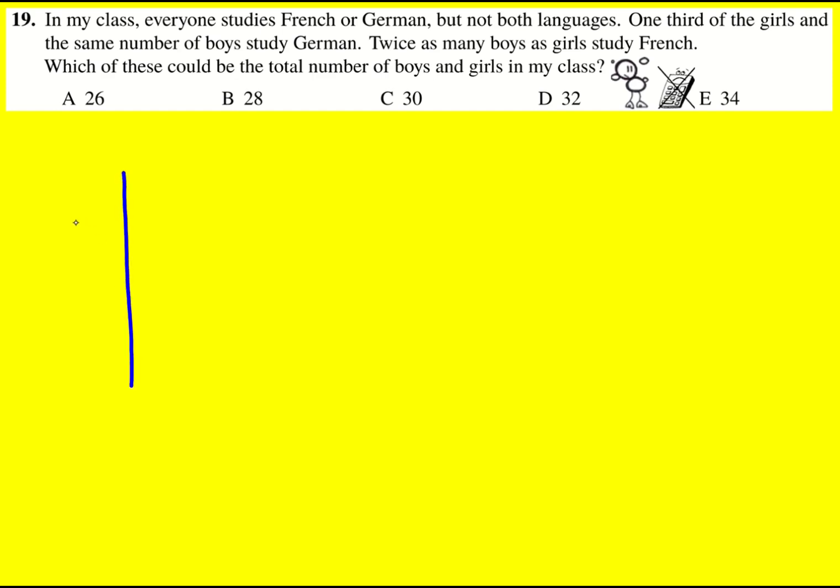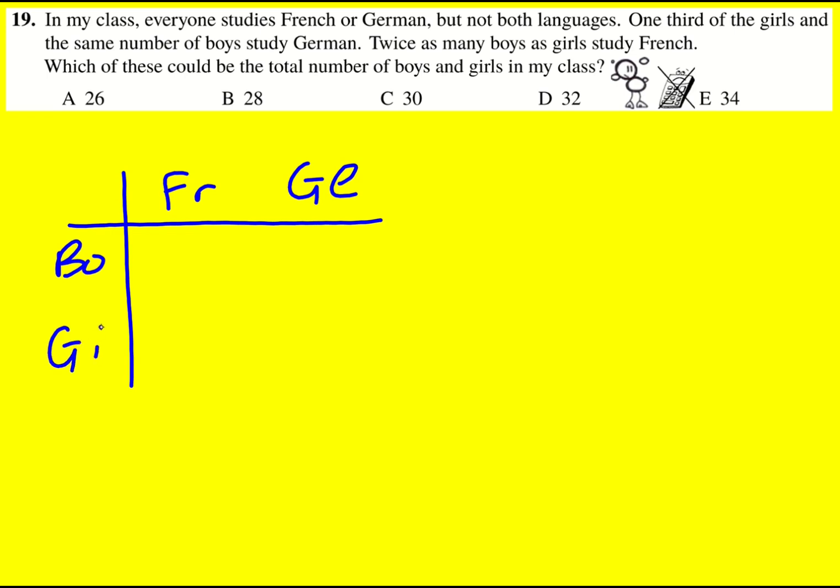I did this question by drawing a two-way table. So I've got French and German, and then boys and girls. There's two G's here, so I've used GE for German and GI for girls. Now we're told that 1/3 of the girls study German. So I can put 1/3 G here, where G is the number of girls.